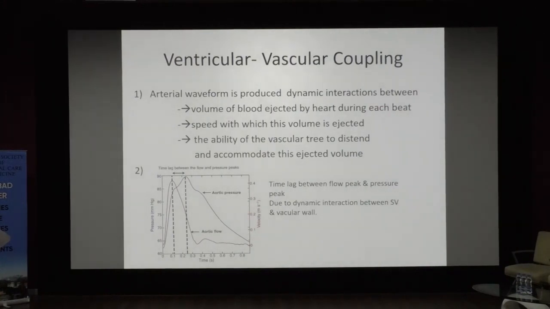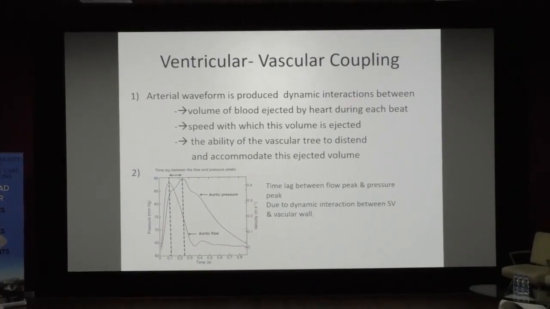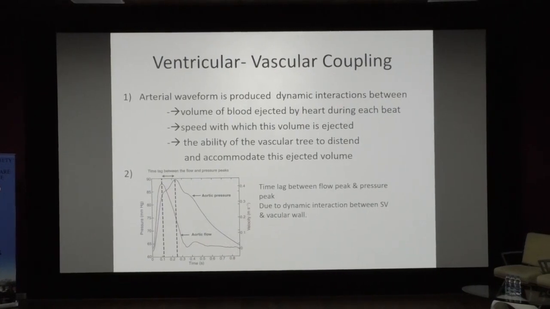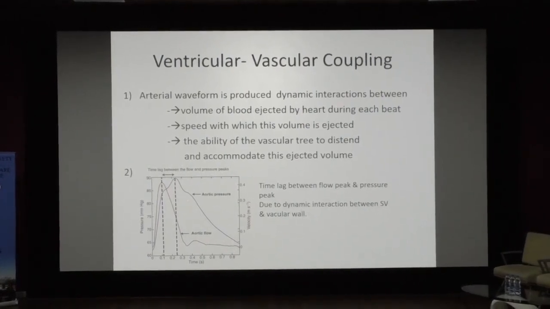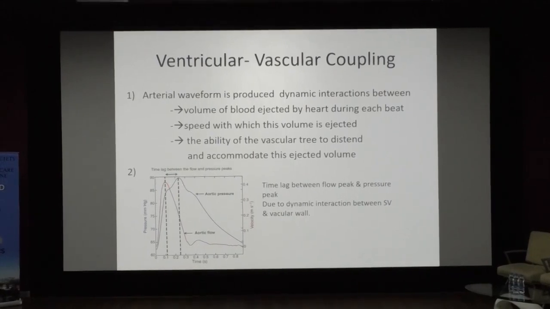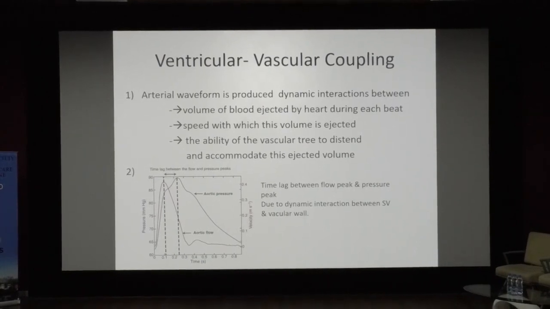The arterial waveform is produced by dynamic interactions between the volume of blood ejected by the heart during each beat, the speed with which this volume is ejected, and the ability of the vascular tree to distend and accommodate this ejected volume. We can also see there is a time lag between the flow peak and the pressure peak. This is due to the dynamic interaction between the stroke volume and the vascular wall. You can see the aortic pressure traveling faster and the aortic flow preceding it.